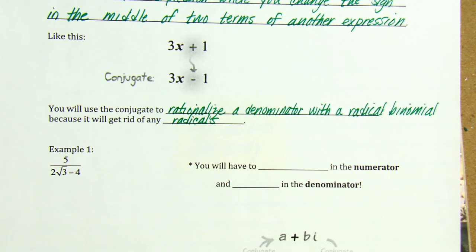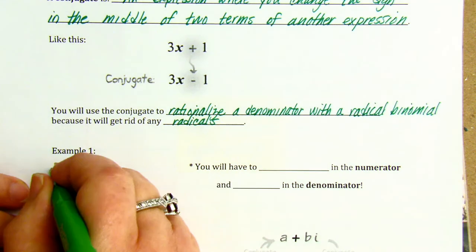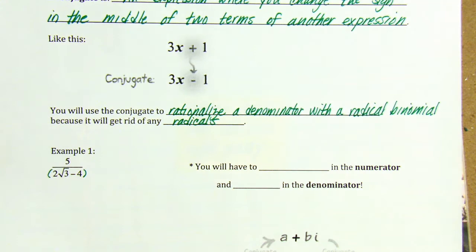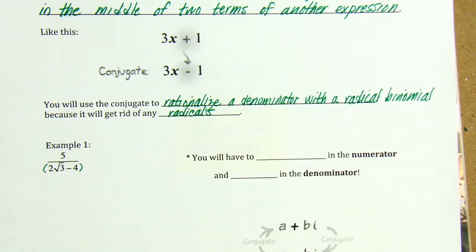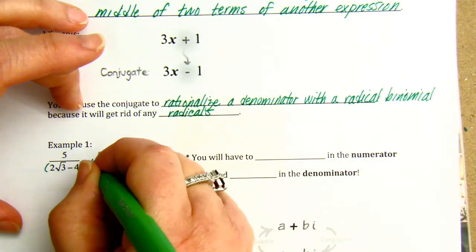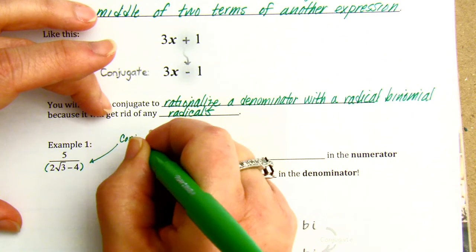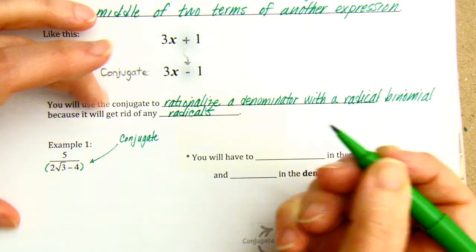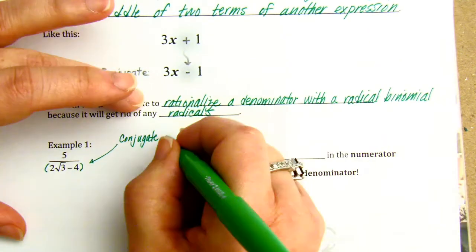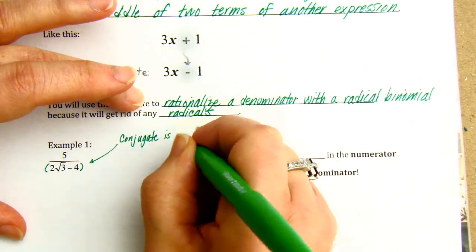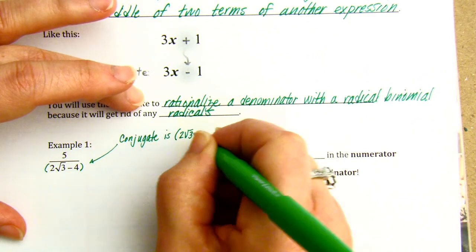So if we look at example 1, I've got 5 divided by 2 times the square root of 3 minus 4. Folks, this is a quantity. We can't just multiply by the square root of 3 over itself to get rid of the radical in the denominator. All right, so we have to identify what the conjugate is. Okay, so here, the conjugate of 2 root 3 minus 4 is 2 root 3 plus 4.